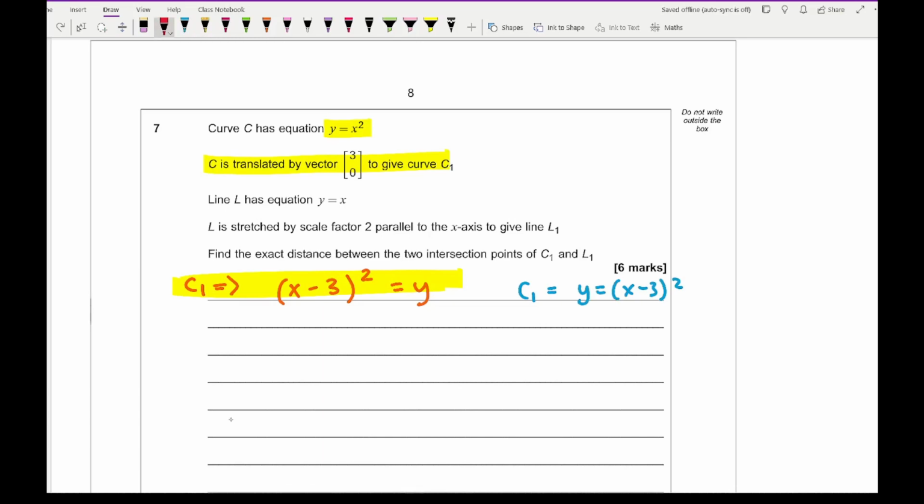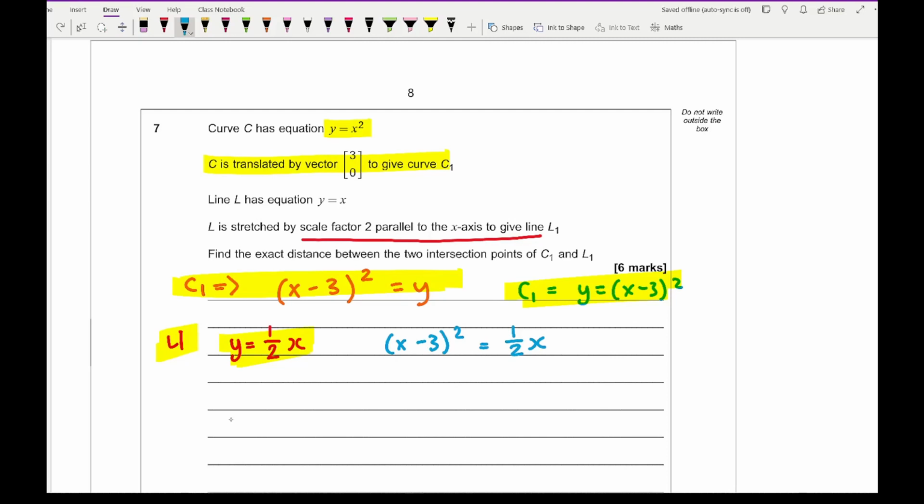Then for L1, what we've got is y equals, now for it to be a stretch of scale factor 2 parallel to the x-axis, it becomes y equals a half x. So then I've got my two equations. This is L1 and that is C1. To find the intersection points, I make those two equations equal to each other. So I've got x minus 3 squared equals a half x.